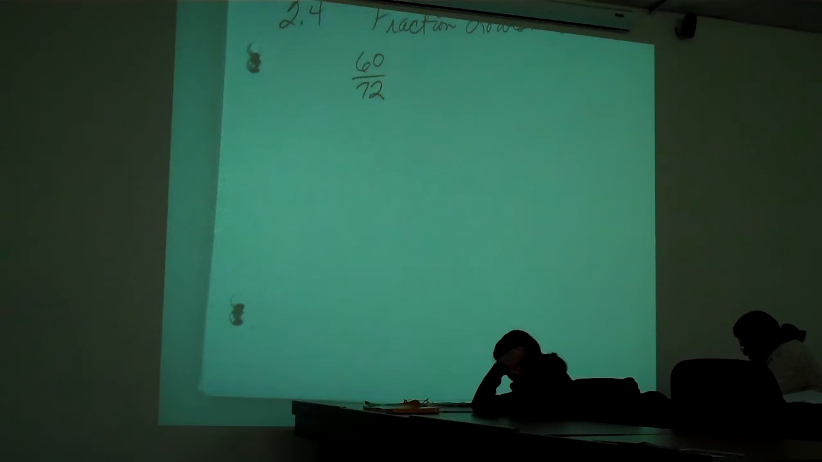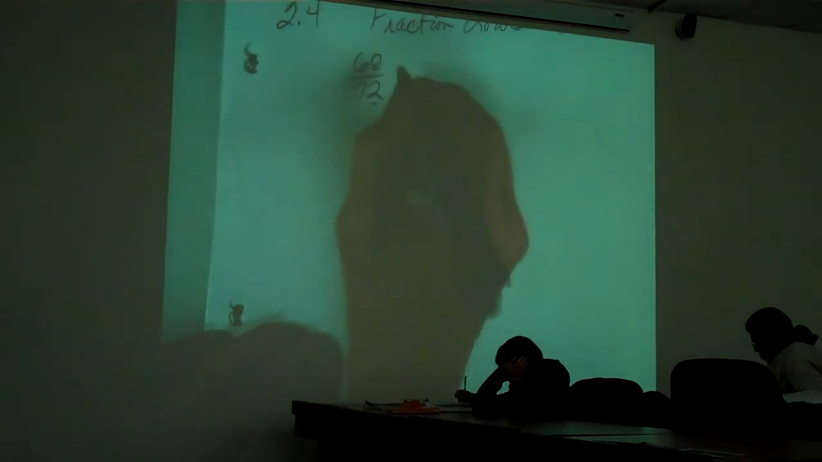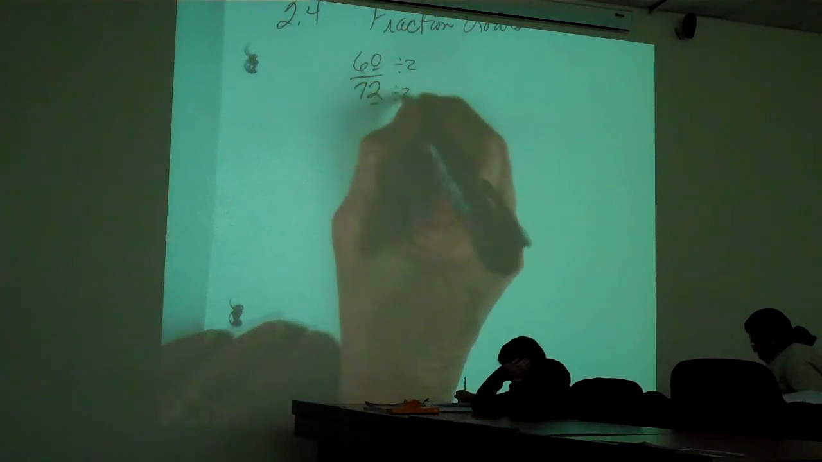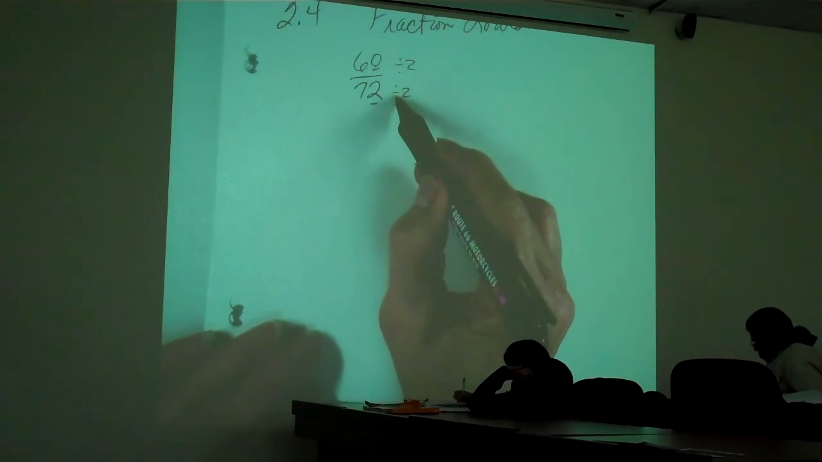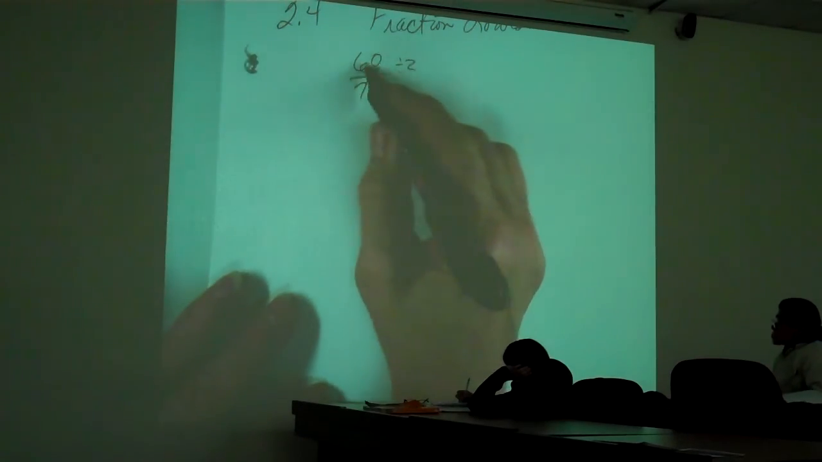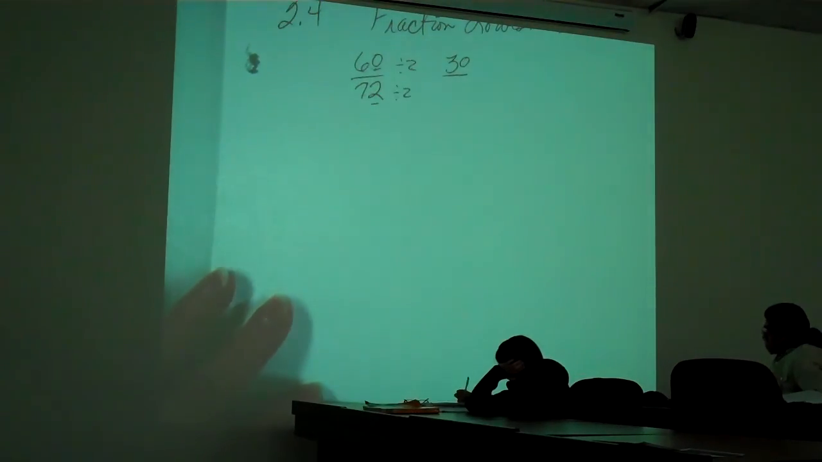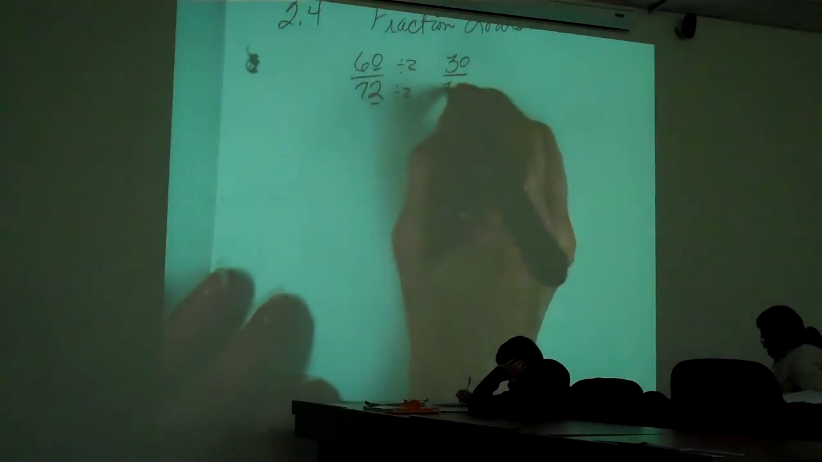Okay, what will both of these numbers divide by? You can tell because it's even, they will divide by 2, right? Look at the last number, they're both even. Let's divide by 2. And you'll be better off if you write it here, because sometimes you get distracted, you divide by 2, you might forget and divide by 3 on the bottom. It has to be the same number on top and bottom. 60 divided by 2 is 30. 72 divided by 2 is 36.